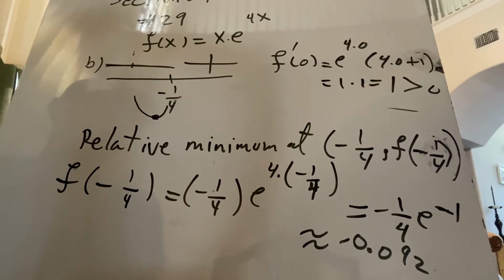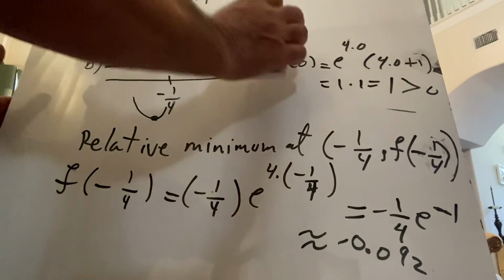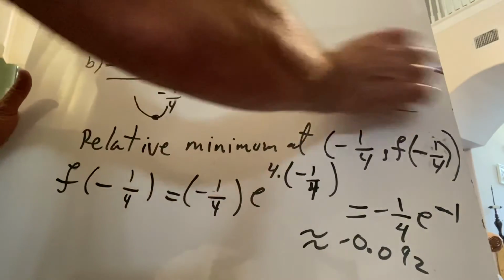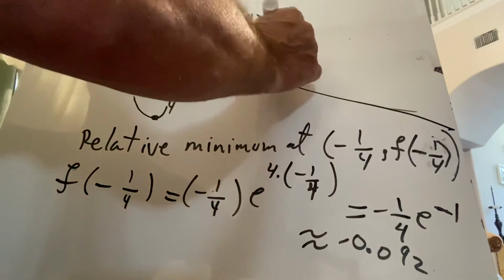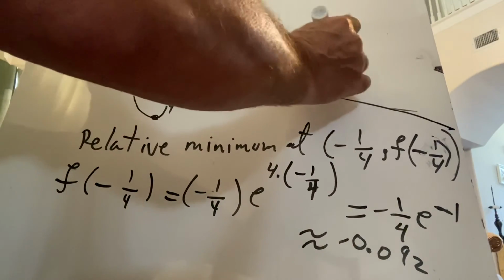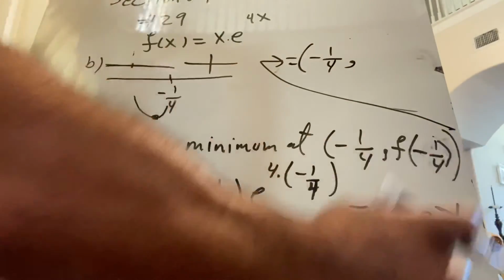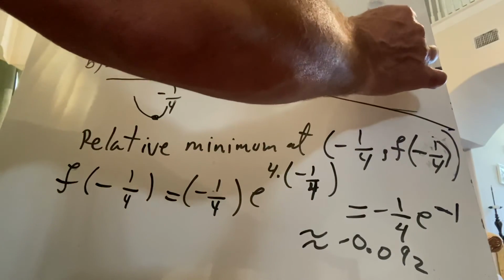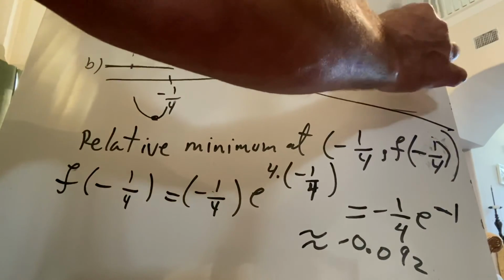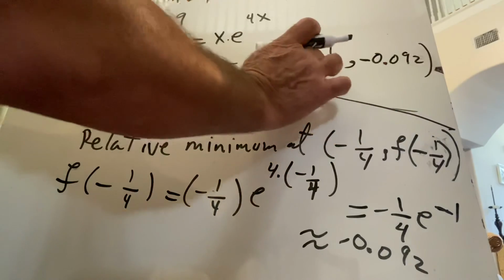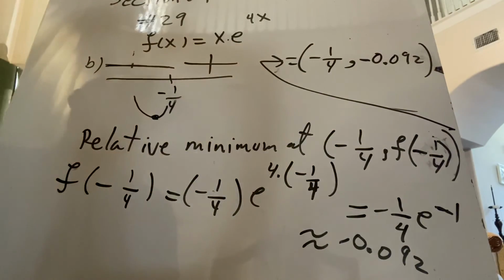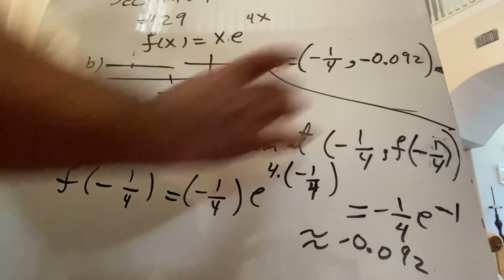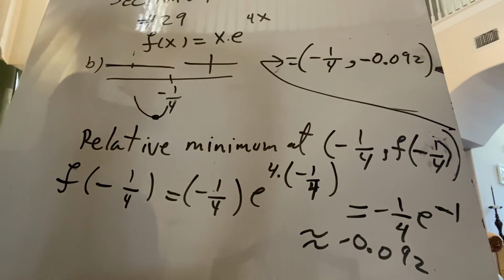I'm just going to go ahead and put it here. So our final answer for our relative minimum would be the ordered pair negative 1/4, which was the x coordinate. We find the y by plugging it in, which is approximately negative 0.092. Okay, you can actually put this one also as negative 0.25 if you want to put both decimals, but negative 1/4 is already understood. So that should be your relative minimum for this problem. Okay, all right.